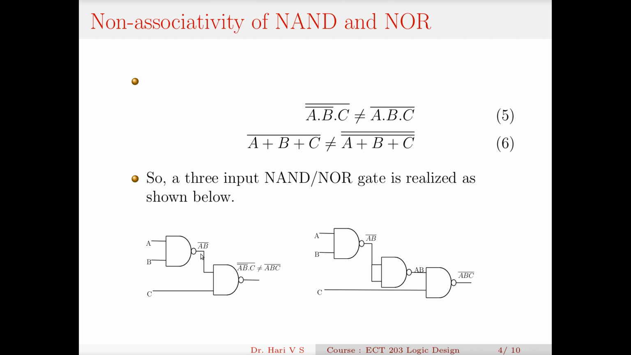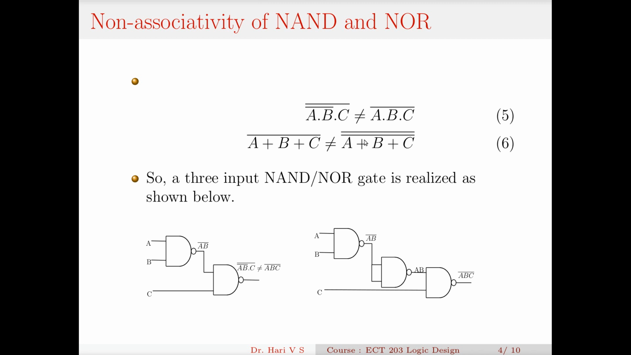So just by cascading two-input NAND gates, you cannot get a 3-input NAND gate. Why? Because NAND is not associative. Likewise, for NOR, (A or B or C) complement is not equal to ((A or B) complement or C) complement. I think there's a mistake on the slide: the overline should be over all of these. This is a 3-input NOR, (A or B or C)', which is not equal to ((A or B)' or C)'.